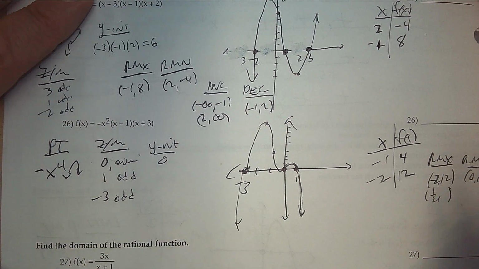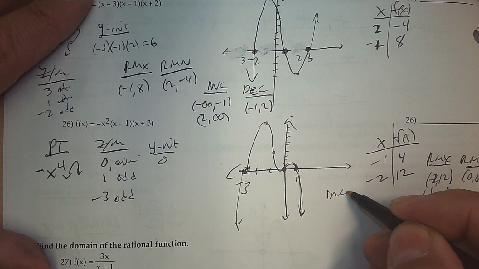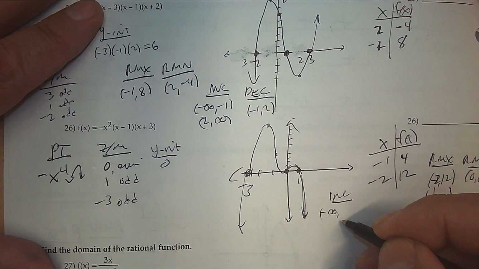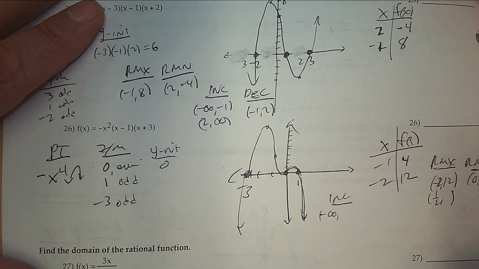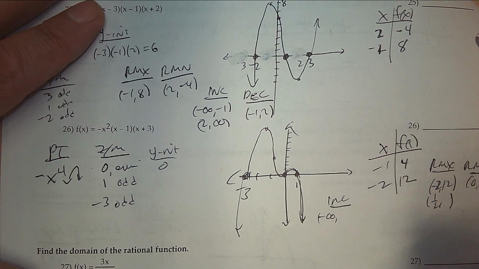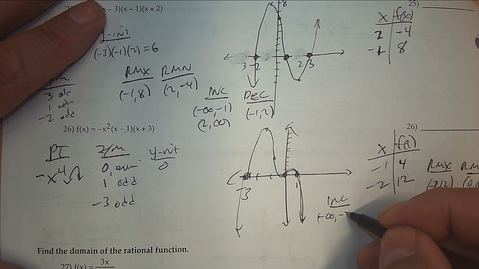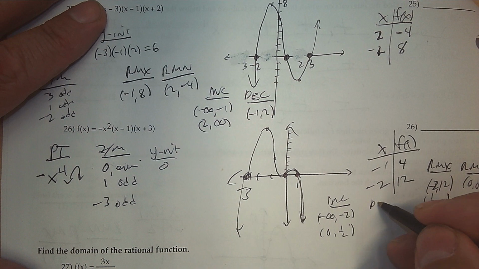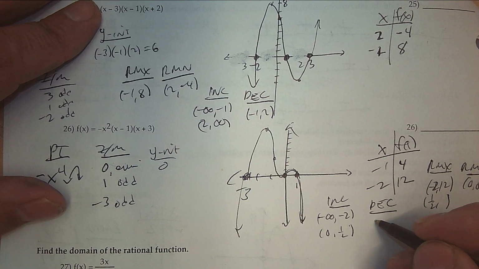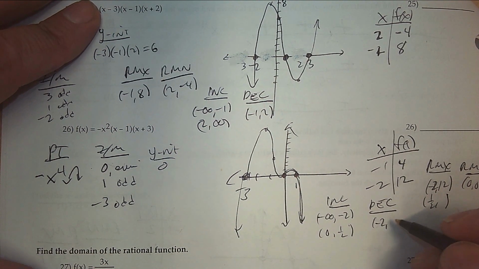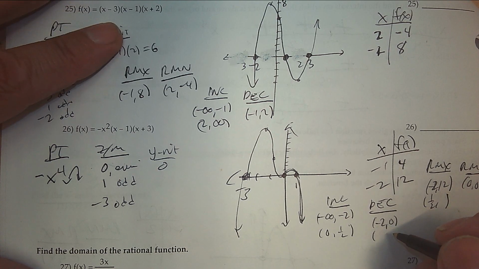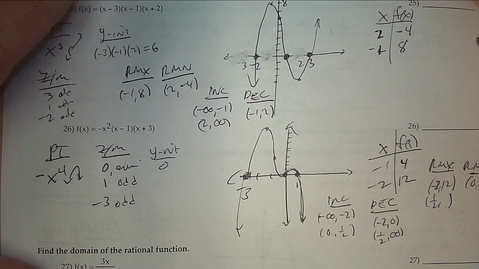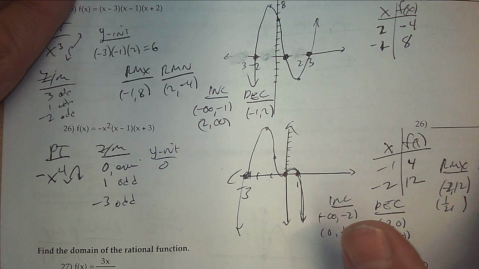And then where does it increase and decrease? So it increases from -infinity to up here, what is that, -2, and it increases from like 0 to a half. It decreases from -2 to 0, and then again from like 1/2 to infinity, approximately. All right, enough of graph and polys.